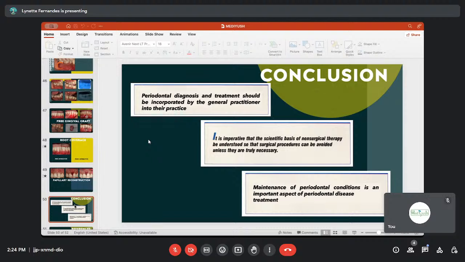It is imperative that non-surgical therapy should be understood, like scaling, root planing, re-evaluation, maintenance phase. All these things should be understood, and only then can we avoid the surgical procedures. And as we said, maintenance is important. The patient has to be motivated to maintain his oral hygiene. Once you do a flap surgery, or any treatment procedure, the patient has to be motivated to maintain his plaque and calculus levels, and only then will there be a proper long-term satisfactory result.